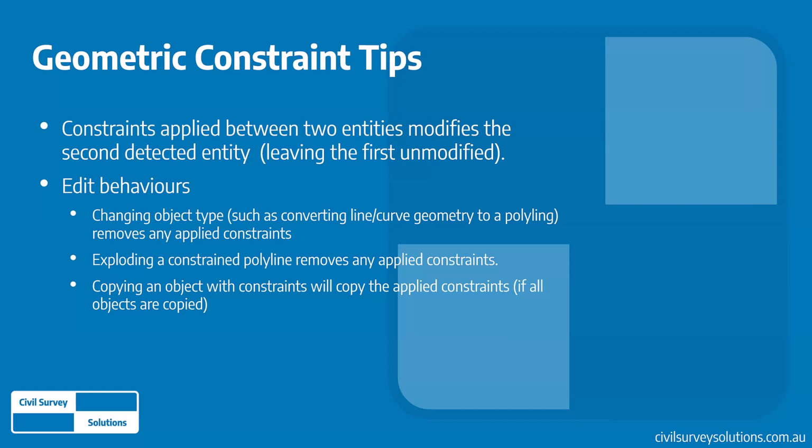The edit behaviors, when you change an object, such as exploding a polyline, the constraints will be deleted from that object because the polyline will no longer exist. It will return to lines and arcs, and there were no parametrics assigned to that object, only the polyline. Copying an object with constraints. If you copy all the objects that are constrained, all the constraints will be copied. If you only copy part of an object and there are constraints that are applicable, they will be copied through to the copied versions.